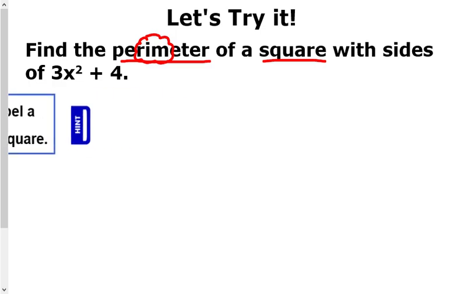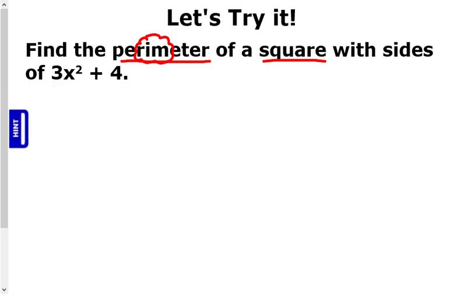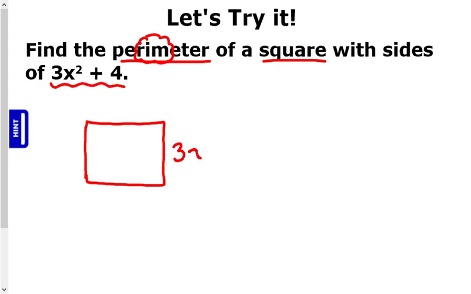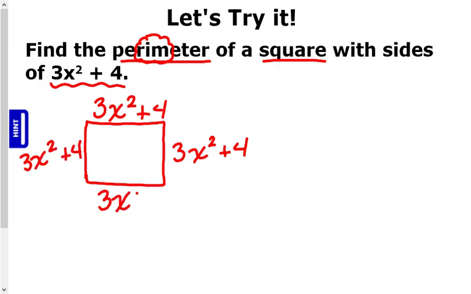So if we do that, we're going to draw a square. Now, if it said that the side lengths were 8 yards, then we would label each of them 8 yards. But it doesn't say that. It says they have side lengths of 3x squared plus 4. So that means that this side is 3x squared plus 4. That means that this side is also 3x squared plus 4. And this side is 3x squared plus 4. And this side is 3x squared plus 4.